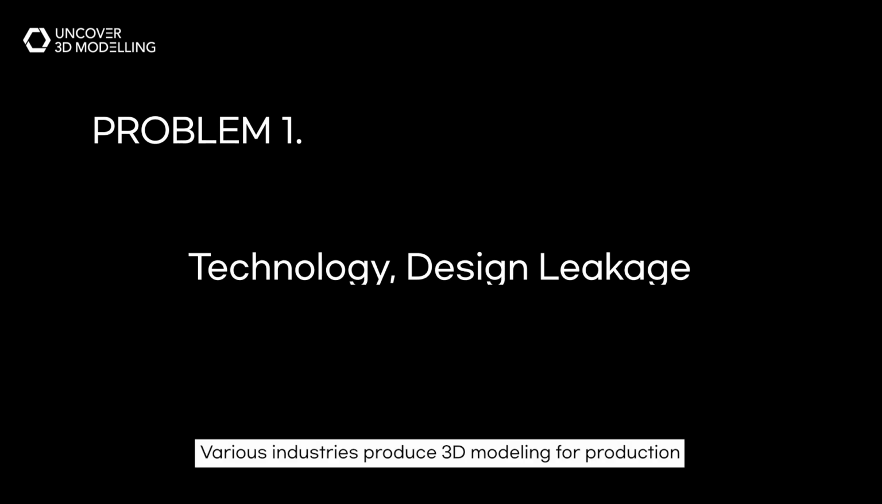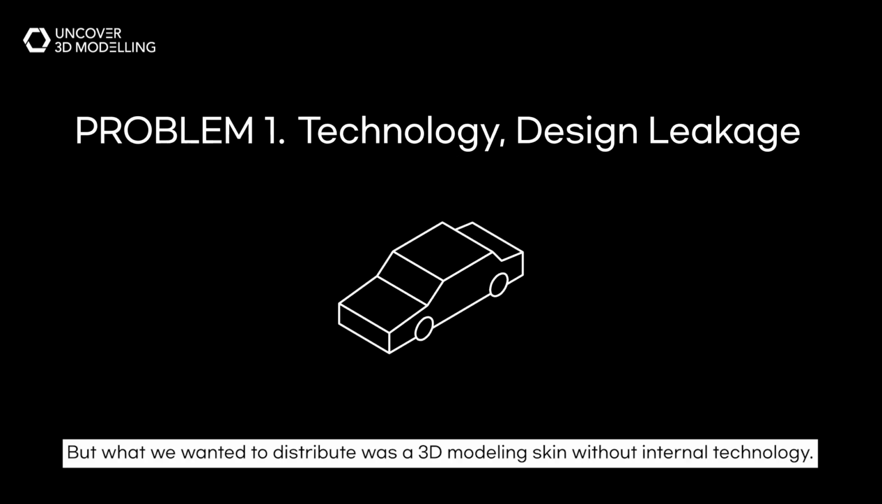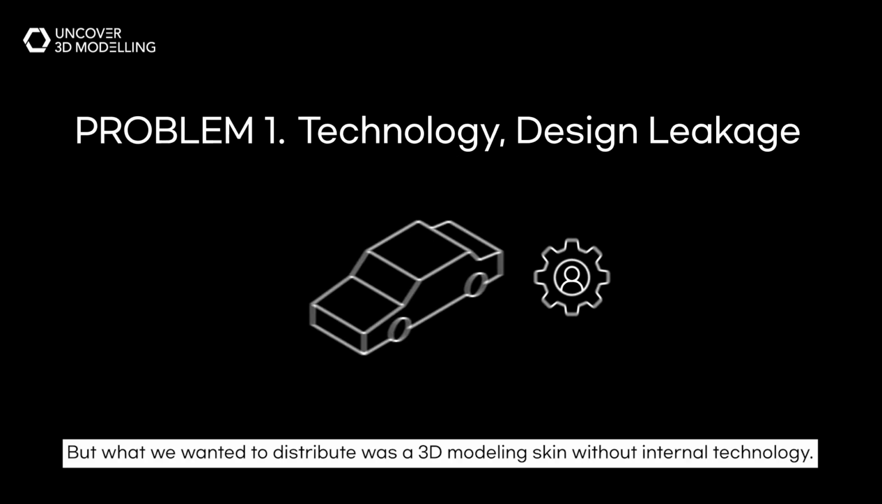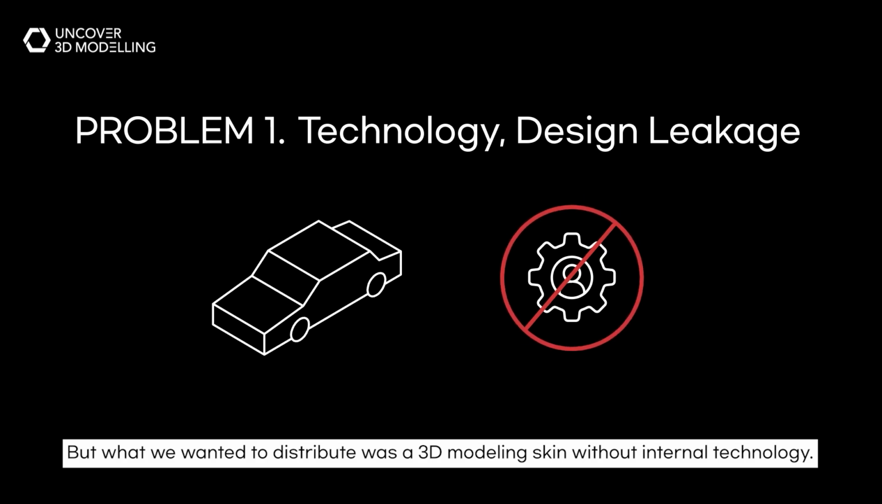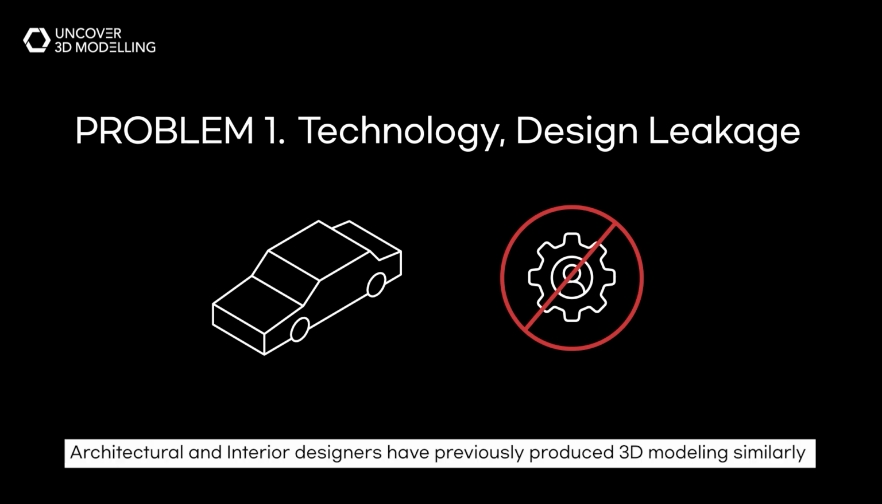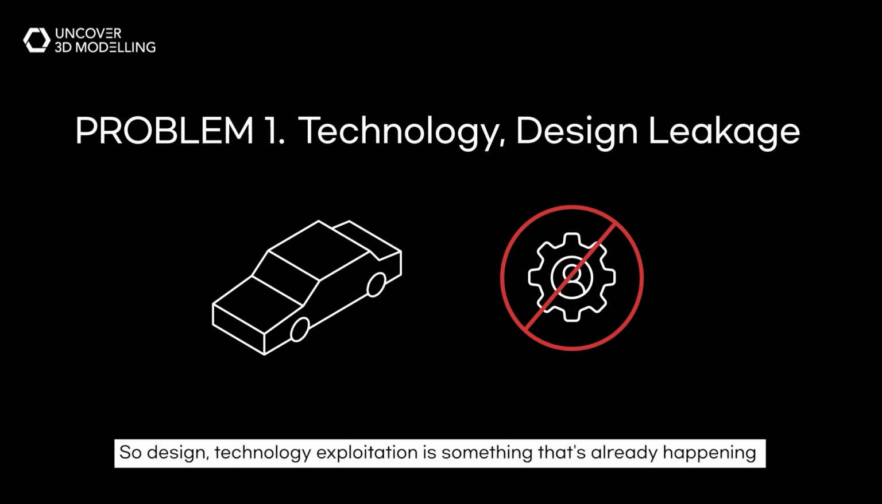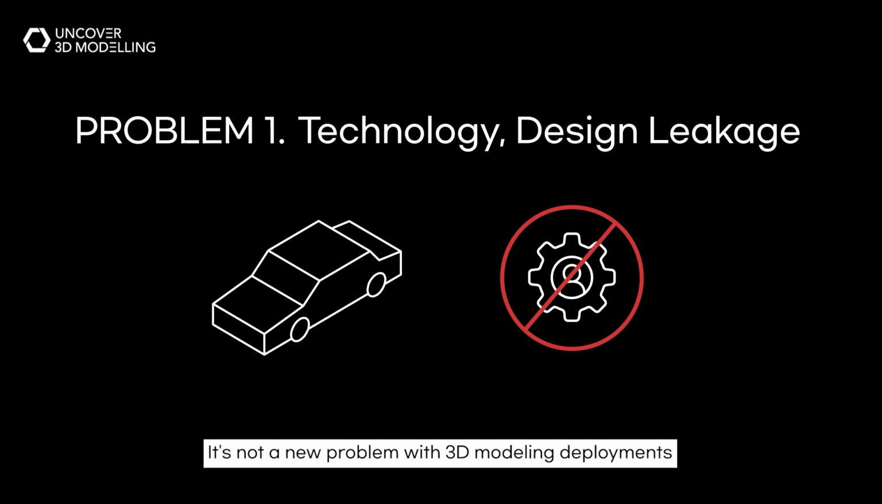Problem 1. Various industries produce 3D modeling for production, but distributing it was feared to cause design and technical leakage. But what we wanted to distribute was a 3D modeling skin without internal technology. And when they buy only one product and disassemble it, architecture and interior designers have previously produced 3D modeling similarly just by looking at the image. So design technology exploitation is something that's already happening. It's not a new problem with 3D modeling distribution.